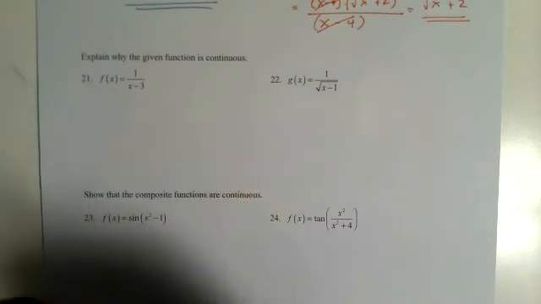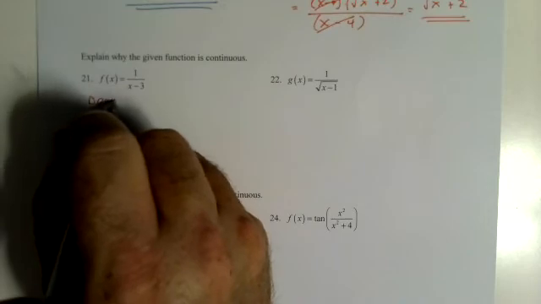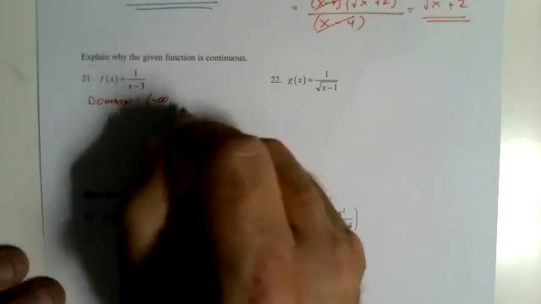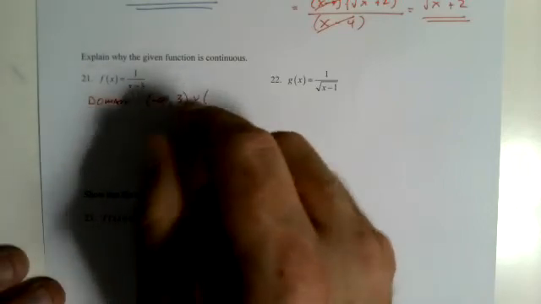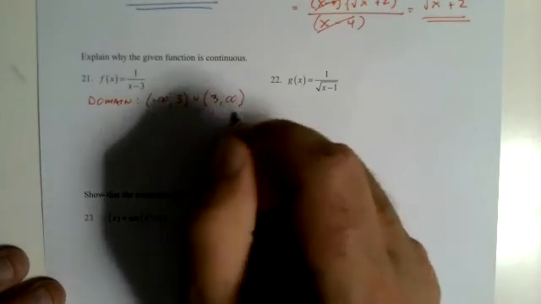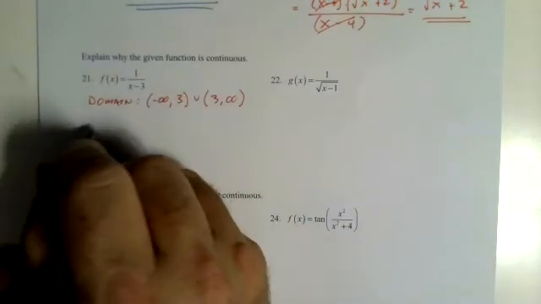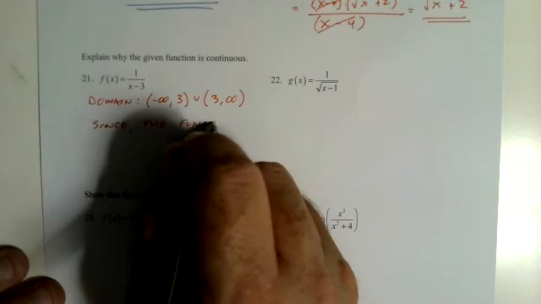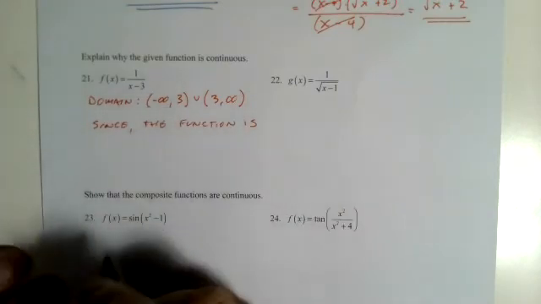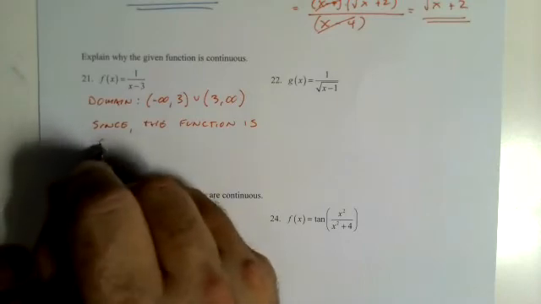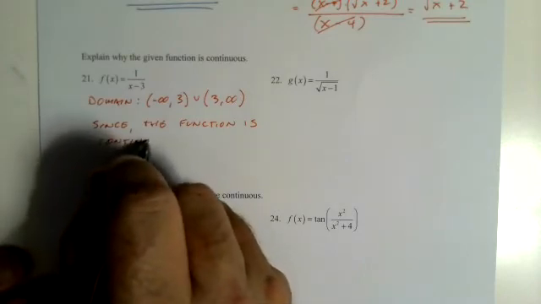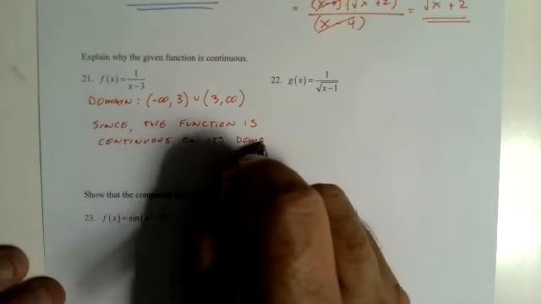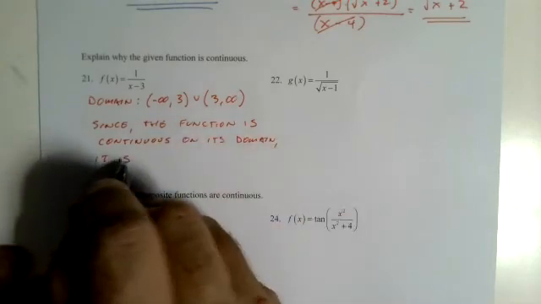Explain why the given function is continuous. There's an asymptote at 3, but on its domain, it is continuous. So yeah, we're not going to lose any sleep over this. I remember the first time I taught it, I spent hours on it, then I realized I've been wasting everybody's time. So the domain is that, and then I would just say, since the function is continuous on its domain, it is considered continuous.